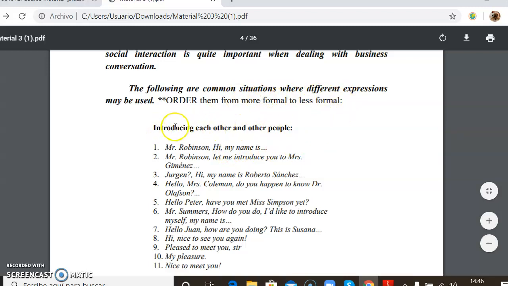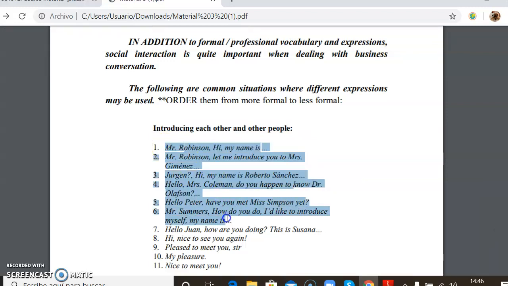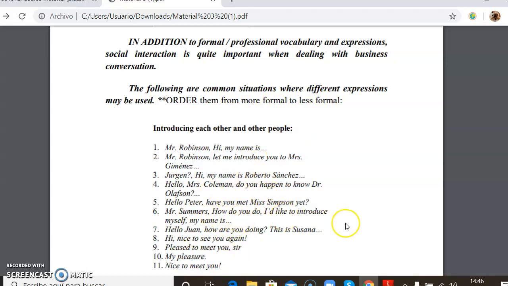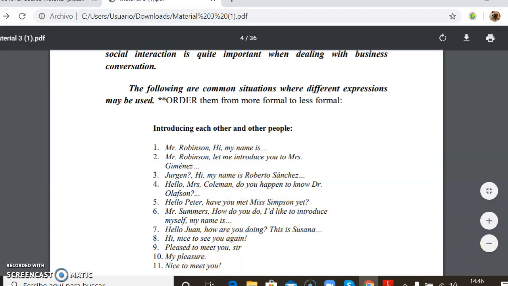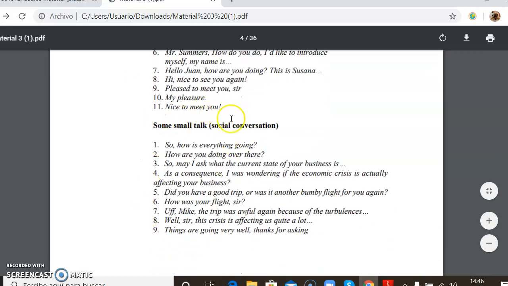So the first section is going to deal with introducing each other and other people. So you introduce yourself or you introduce other people. So you have to arrange or order all these expressions from more formal to less formal. So which one is the most formal, you think? Then the second more formal, then the third, and then the last one would be the least formal, the most informal. Okay, do the same for small talk.